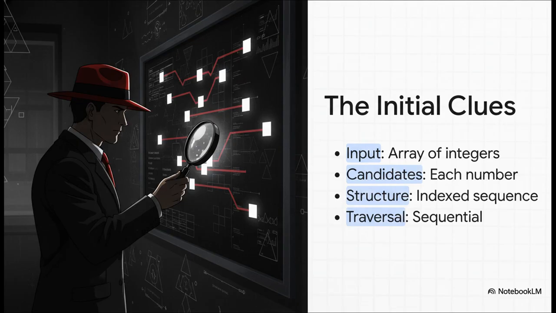Okay, here are the facts of the case. Our input is an array of integers. So it's a sequence, and every number has an index, a specific location. This is our first major clue. It tells us we can go through it one item at a time, sequentially. But this simple structure, it's hiding a critical weakness, a flaw that is going to define our entire investigation.